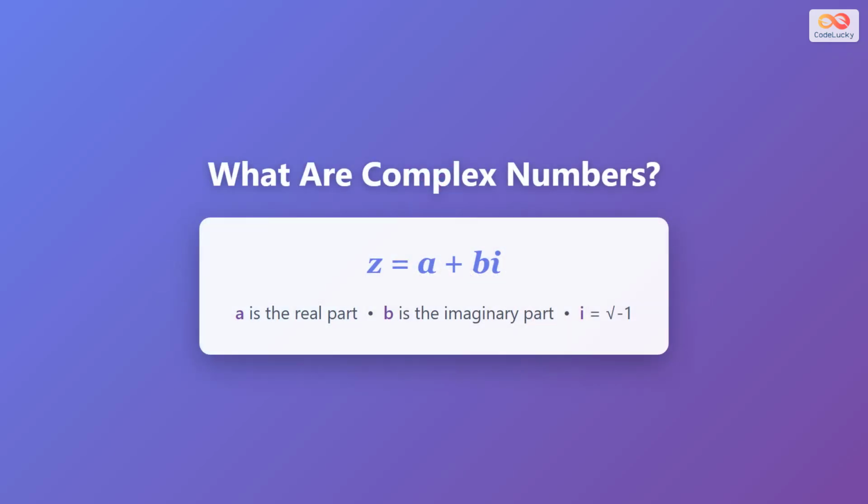Let's start with the basics. A complex number is written as z equals a plus bi, where a is the real part, b is the imaginary part, and i represents the square root of -1. The real part is the component along the horizontal axis, while the imaginary part is the component along the vertical axis in the complex plane.